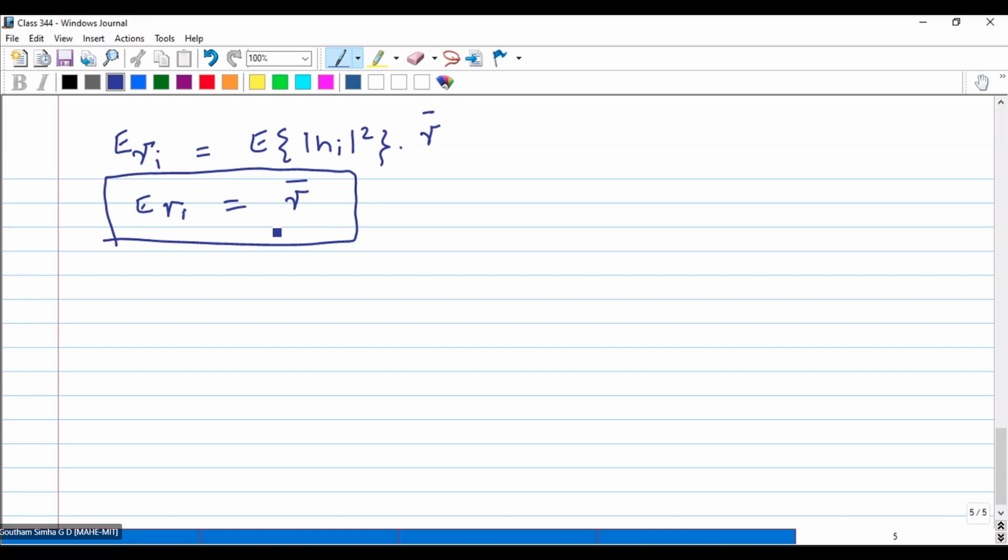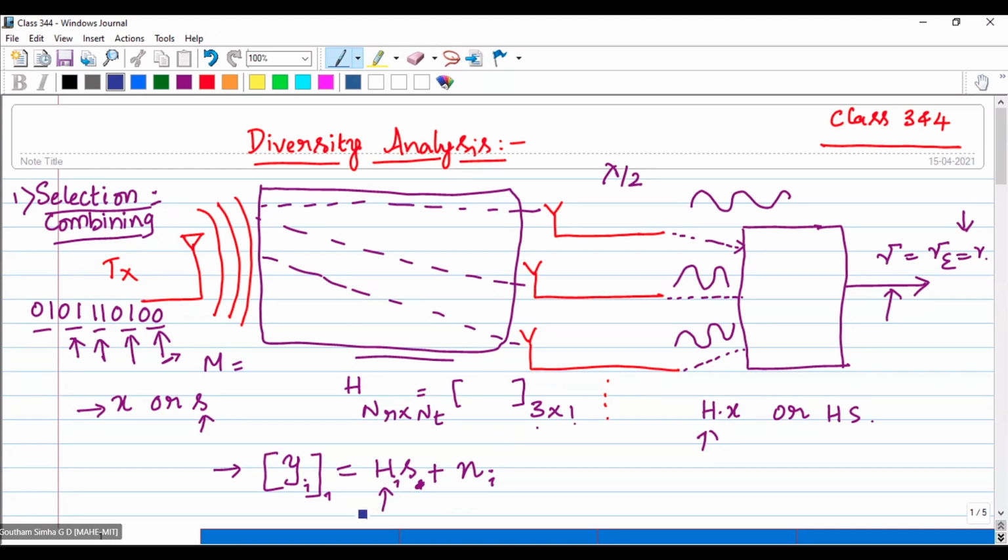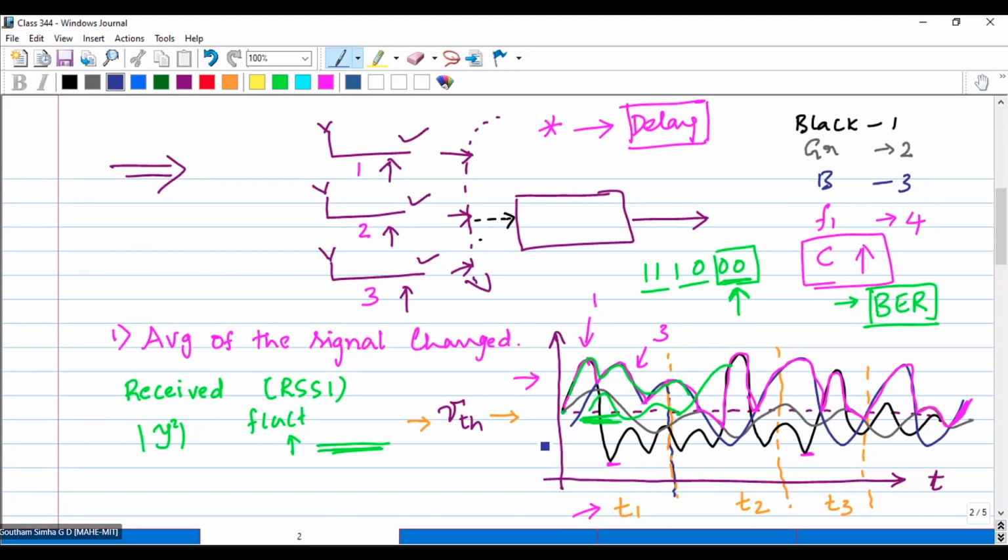E of gamma_i is equal to gamma bar. It doesn't make any sense unless we understand what this is. Now for that you need to understand the Rayleigh distribution, what you have studied in chapters 4, 5, 6 also. So what is the probability that the gamma_i that I am going to receive is less than the gamma threshold? What is the probability that gamma_i, whatever I am going to receive, is lesser than this gamma threshold value?